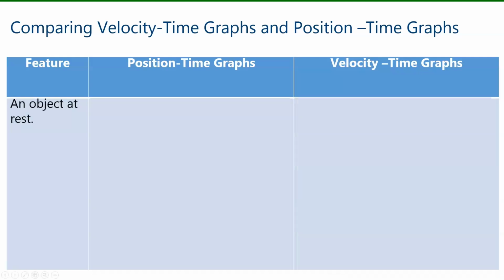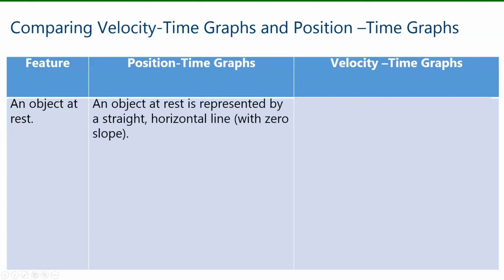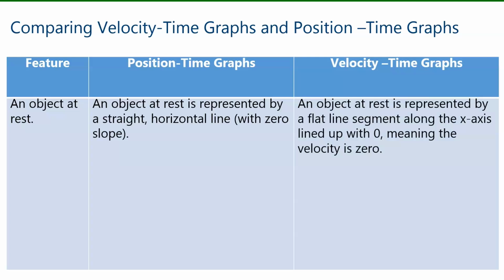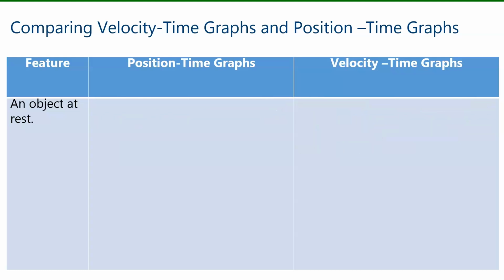Our next feature is an object at rest. On a position time graph, an object at rest is represented by a straight horizontal line with zero slope. But on a velocity time graph, an object at rest is represented by a flat line segment along the x-axis lined up with zero, meaning the velocity is zero. Our graphs would look like this.